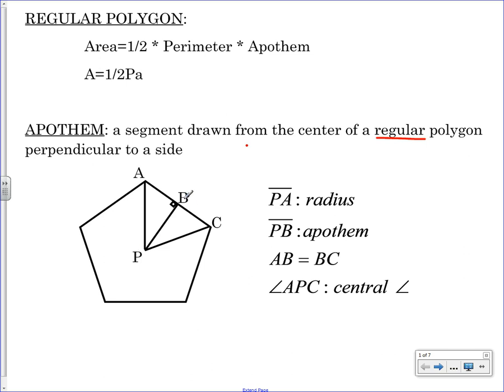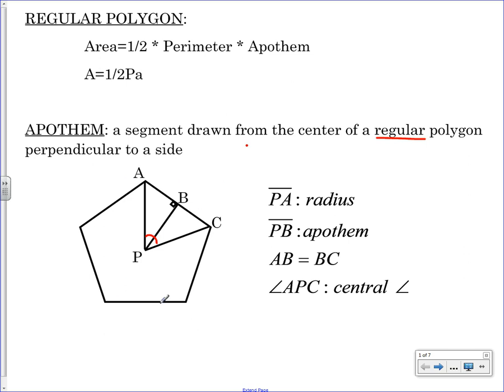When we create the apothem in a regular figure, then we've created two congruent triangles, okay? And then angle APC is my central angle. This angle here is my central angle. So that's just kind of labeling everything. Is that okay? Okay.